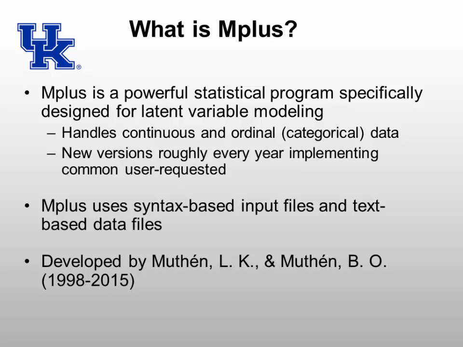Mplus is a powerful statistical program that's specifically designed for latent variable modeling. So if there's some construct that we want to know about, but there's no direct way to measure it, and we have to use an instrument with a battery of items, Mplus is very good at doing modeling to learn about that underlying latent variable. It's particularly notable for handling both continuous and ordinal data, and they have new versions roughly every year. They started out in 1998 with version 1. They're on version 7.4, and each version has included a significant number of new features, so it's being actively developed.